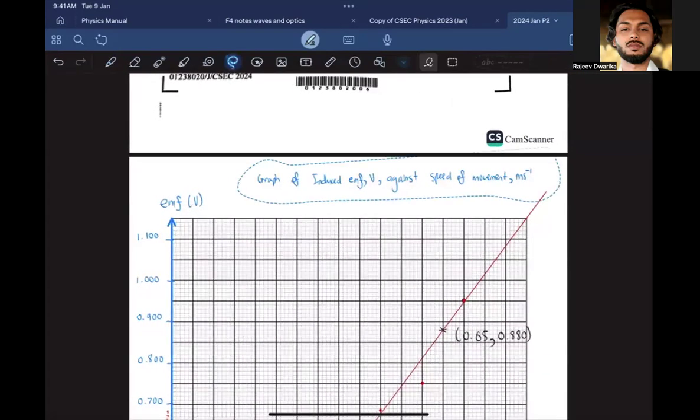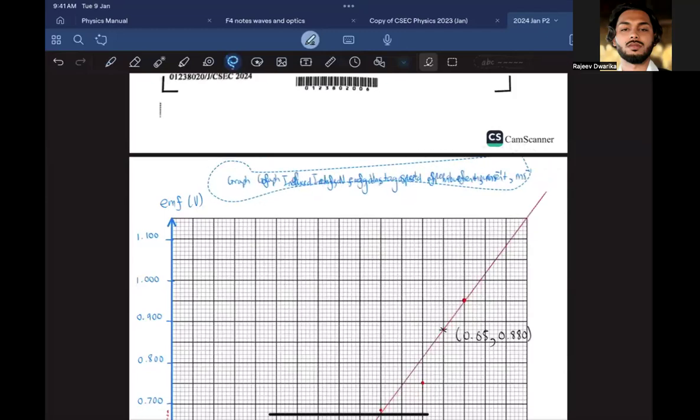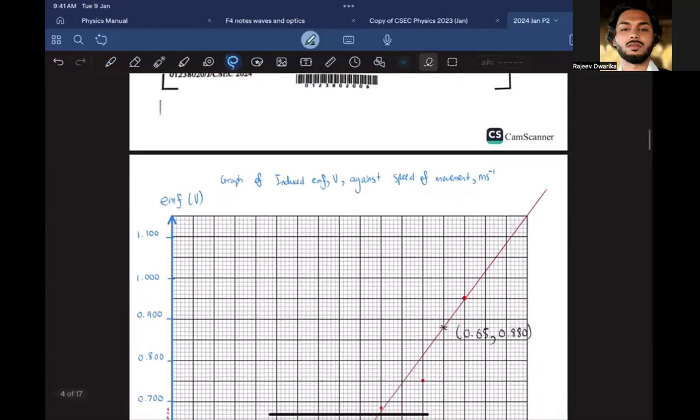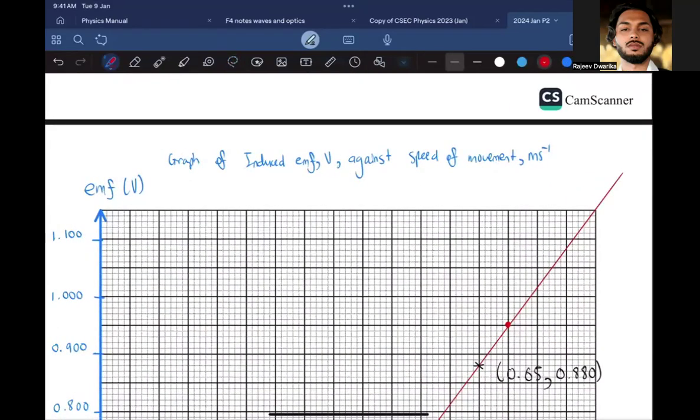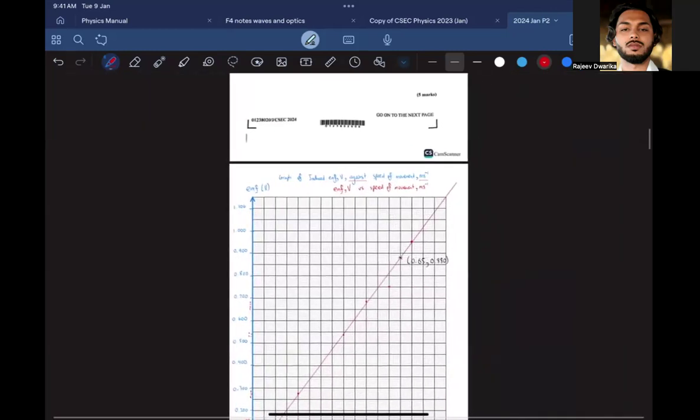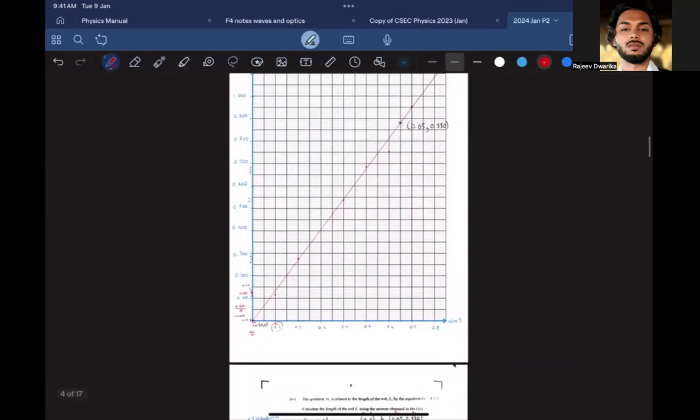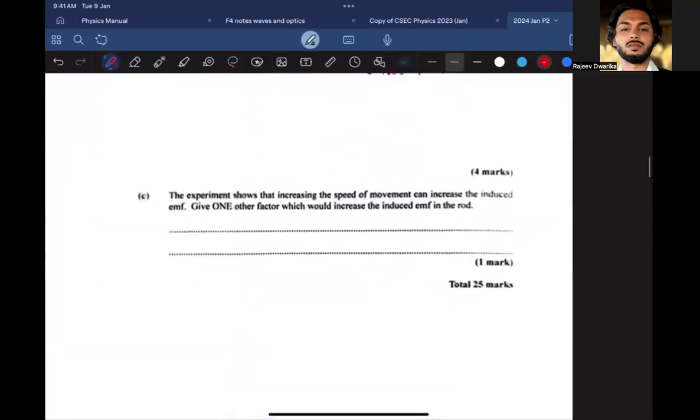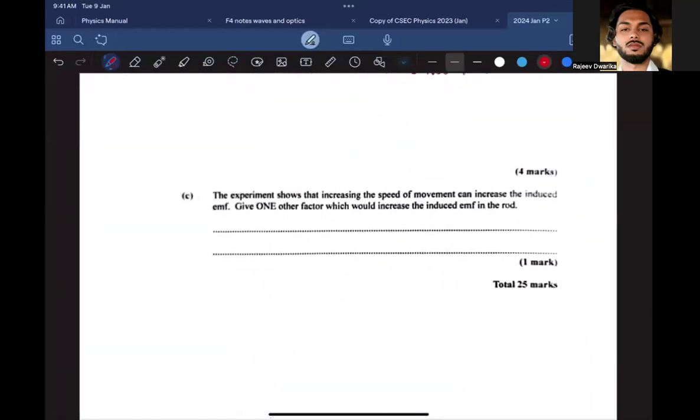Guys, if I forget this in the exam, let me just show you something that could still get you full marks. You could always just say EMF V versus speed of movement. So just take a note of that. Right after class, I'll be sending you the recording and the solutions. So let's keep pushing. Justin, read part C.